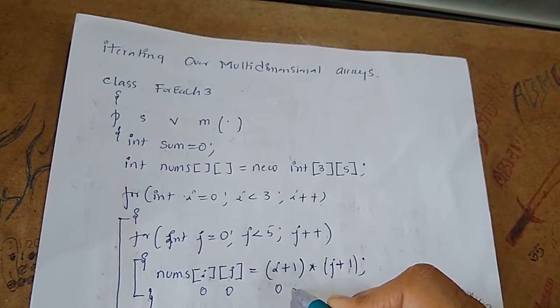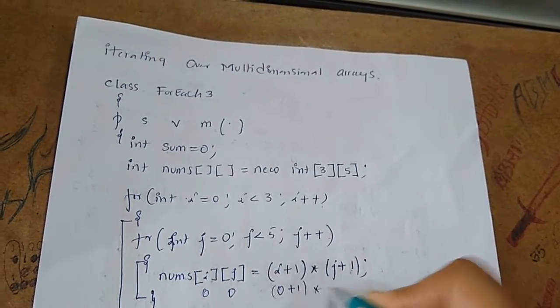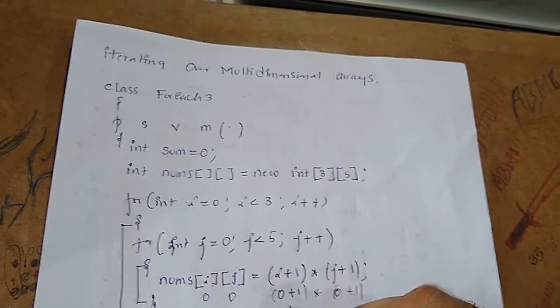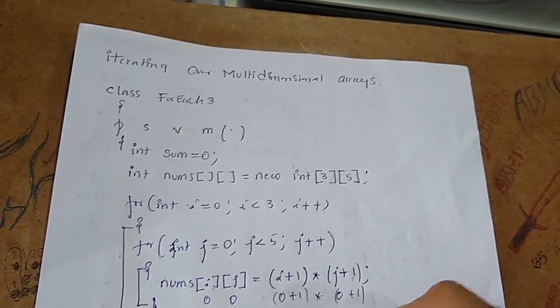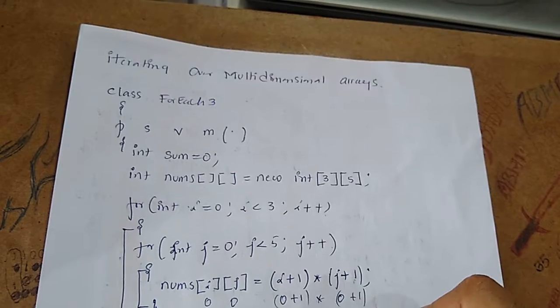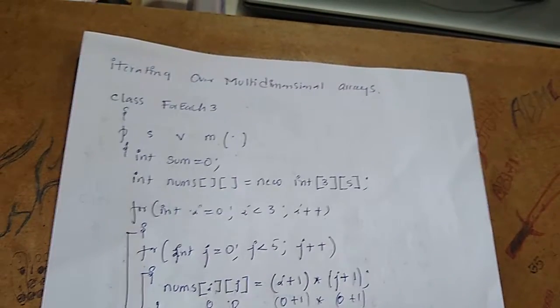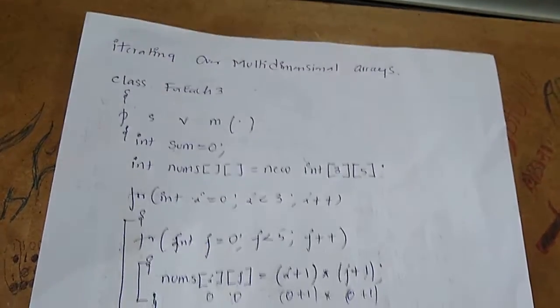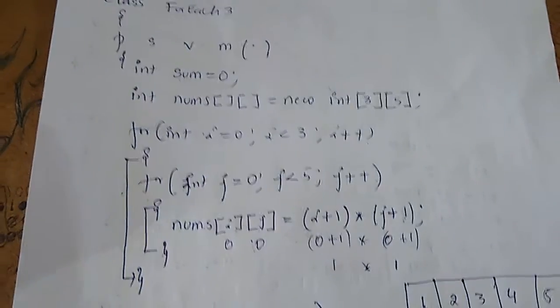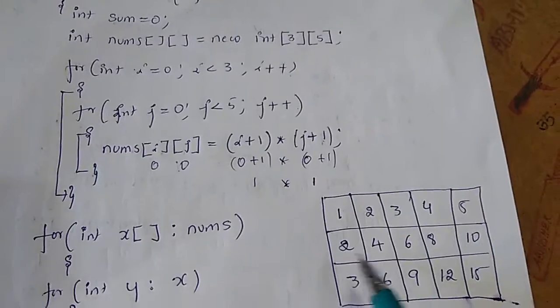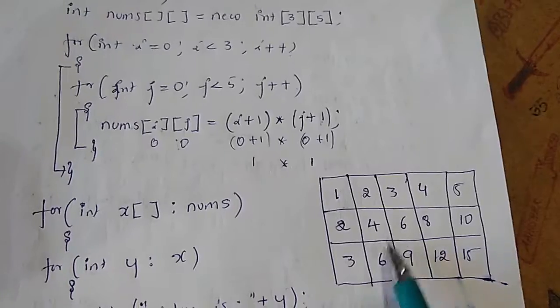So now what is i? 0. You'll get 1 plus 1 star j, which is also 0, 1. So 0 plus 1 is how much? 1 star what? 1. 1 into 1 is how much? 1. So in a[0][0] it will store the value 1. In the same way it will store 3 rows and 3 columns. I think you know this one.